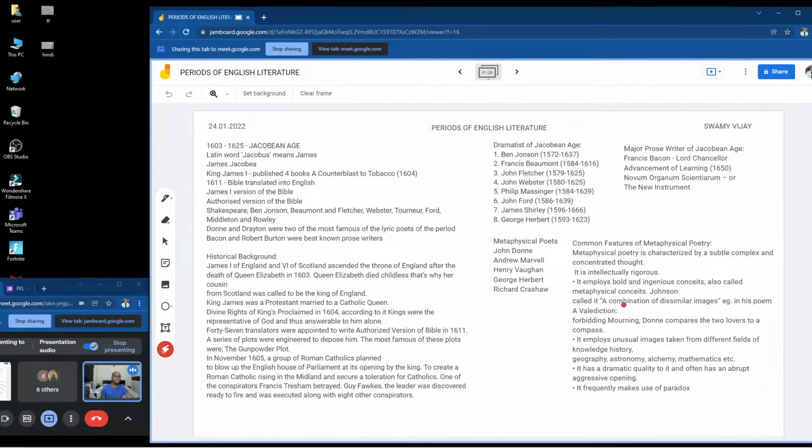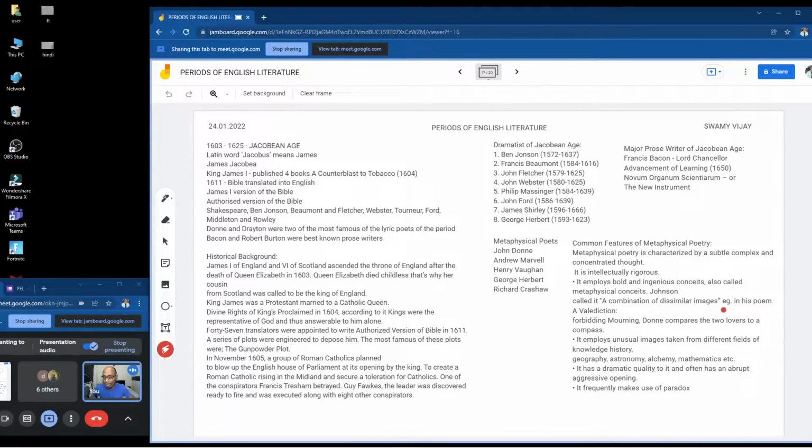Now, what are the common features of metaphysical poetry? It is also of course poetry, but it is named metaphysical poetry, beyond the materialistic things. Metaphysical poetry is characterized by subtle, complex and concentrated thought. It is intellectually rigorous. It is very difficult to understand their ideas in the poetry. It employs bold and ingenious conceits, also called metaphysical conceits. It is about the same as a simile, but the tenor and the vehicle have no similarity. Johnson called it a combination of dissimilar images.